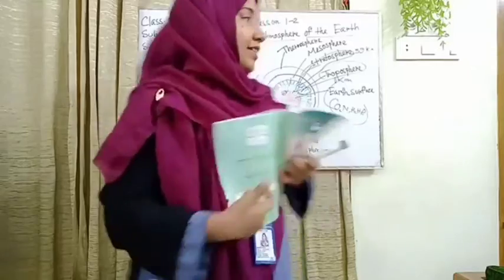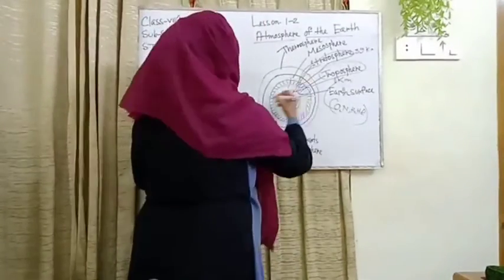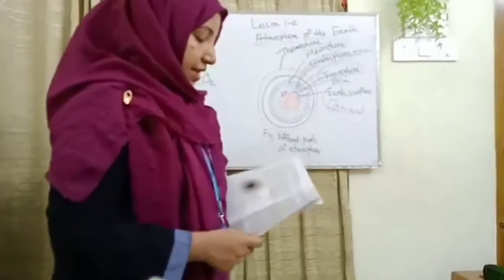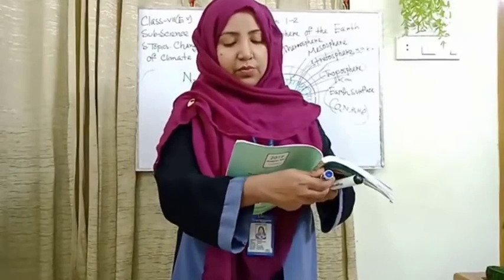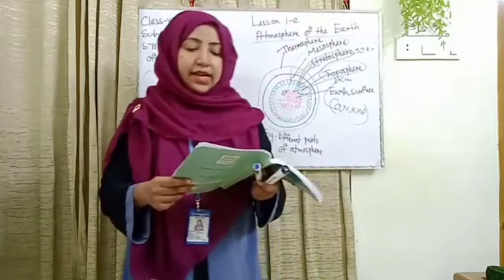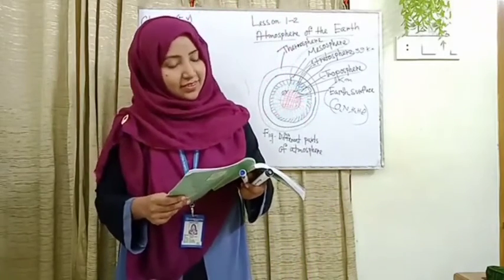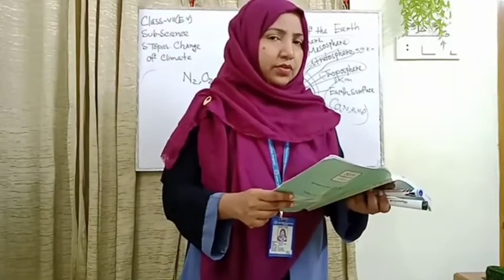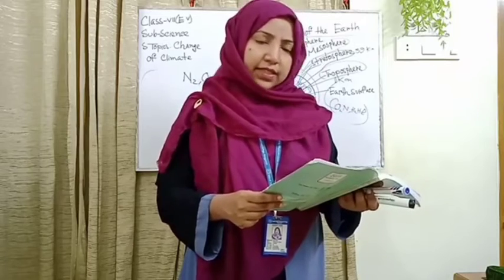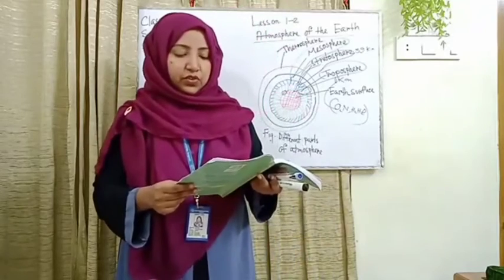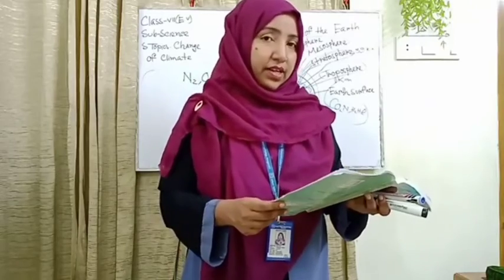Our next structure is the mesosphere. Here, this structure is the mesosphere from the Earth's surface. This layer starts from where the stratosphere ends. With increase in height of the layer, temperature starts falling. And the last structure is the thermosphere. Thermo means temperature. This layer is almost airless. Here temperature rises fast, so it is called thermosphere. Radio signals are reflected from this layer.